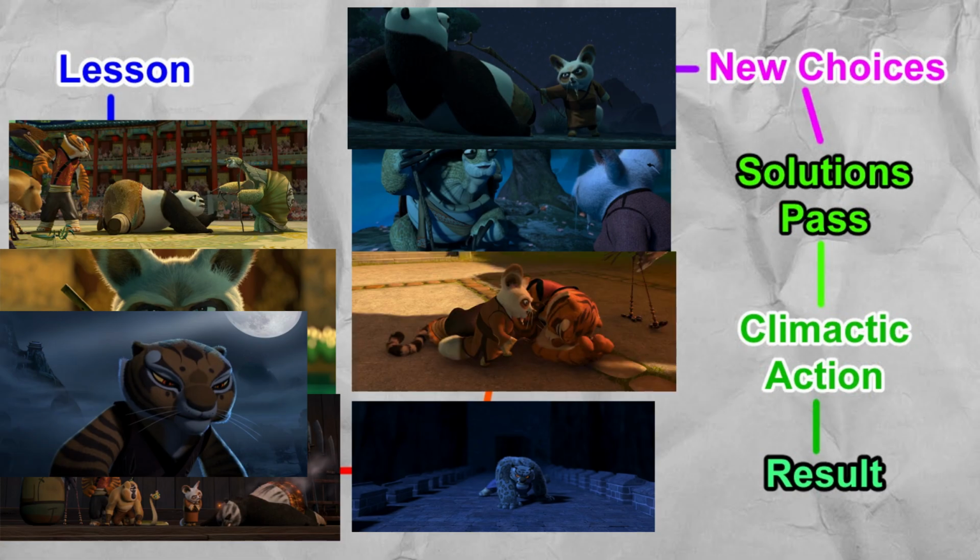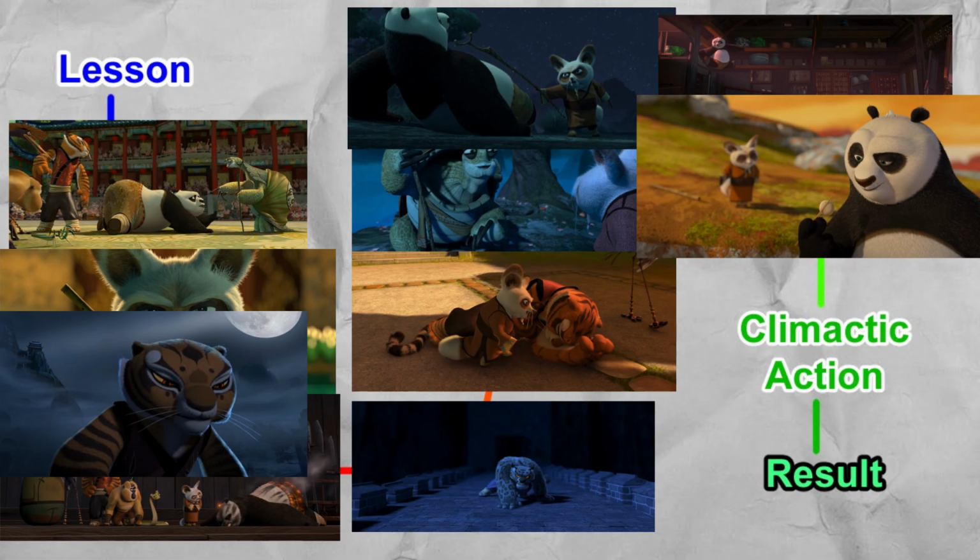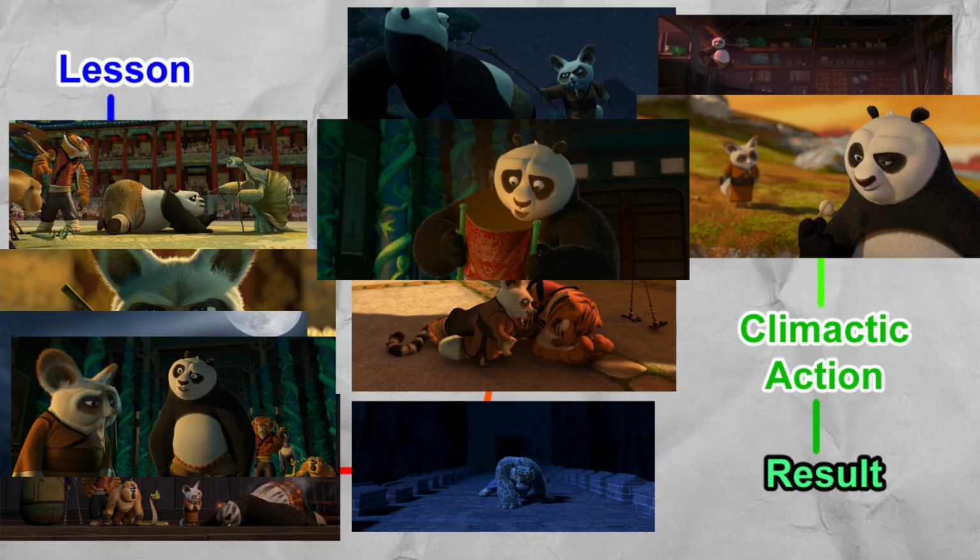Shifu learns that food makes Po athletic, so he trains him with food. The solution passes, and Po successfully becomes a better martial artist. There is a negative change event that reverses the progress. When the Dragon Scroll is empty, Po loses belief in himself again, but then another change event undoes that.